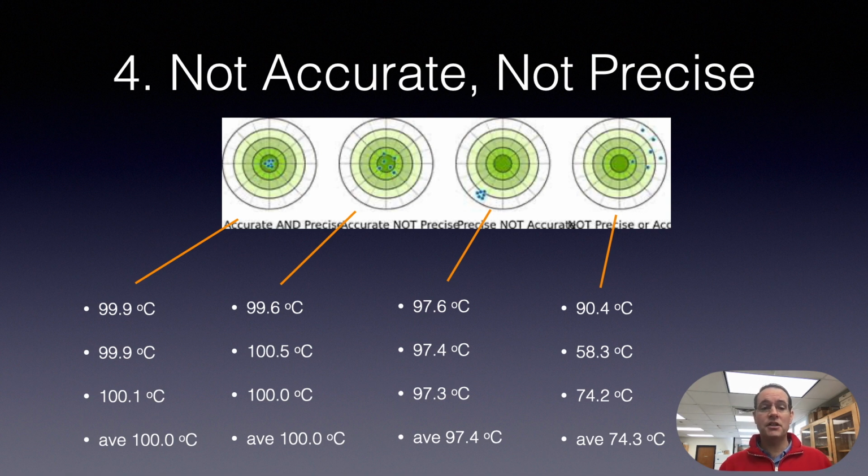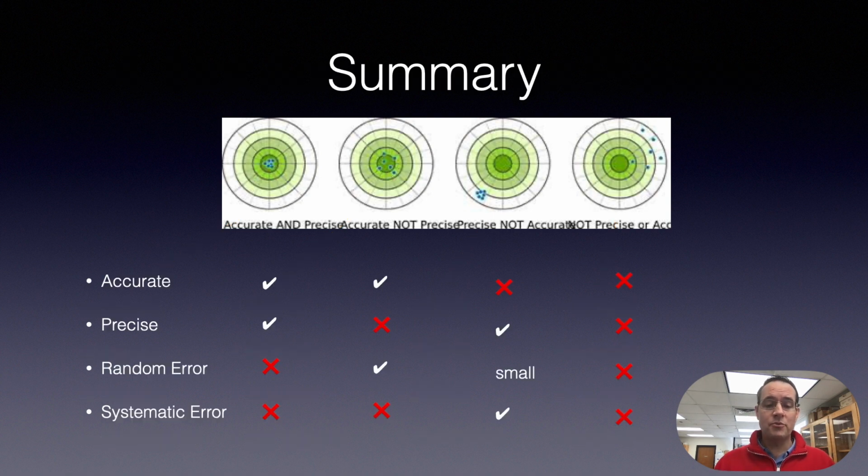So this in a nutshell gives you the 4 different scenarios, and this gives you a summary as well. The first case, we saw accuracy and precision. The second case, we saw that the data was accurate, but not precise, okay? In the third little target, we saw how it was precise, but not accurate. And in the fourth target, we saw it was not precise and not accurate, okay?